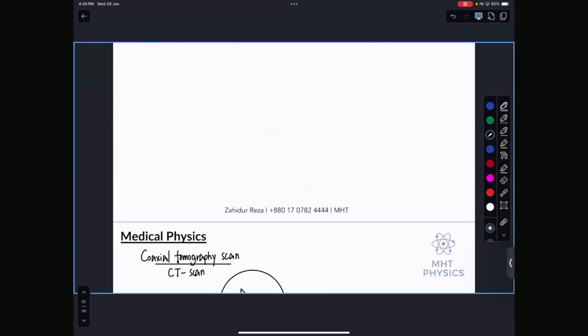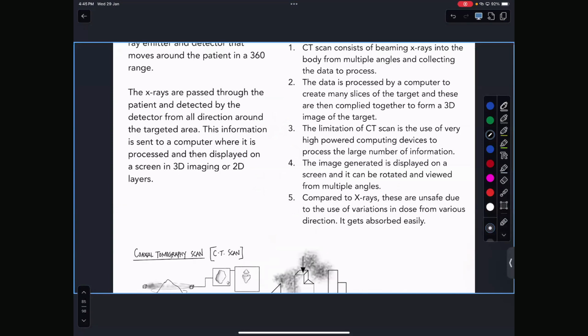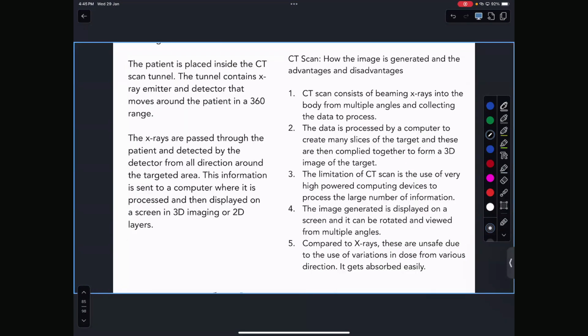This one. So I'll read through the answer so you know what's written here. Working off a CT scan. Oh, by the way, advantages and disadvantages are a question. The patient is placed inside the CT scan tunnel. The tunnel contains an X-ray emitter and detector that move around the patient in 360 degrees. The X-rays are passed through the patient and detected by the detector from all directions around the targeted area. This information is sent to a computer where it's processed and then displayed on the screen in 3D imaging or 2D layers. Whatever you need, right?